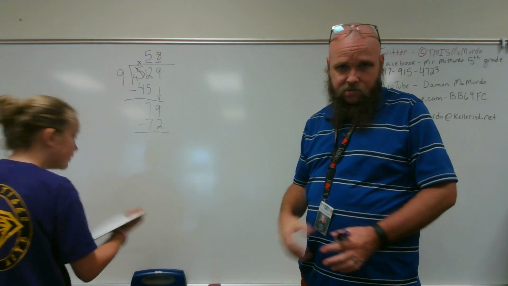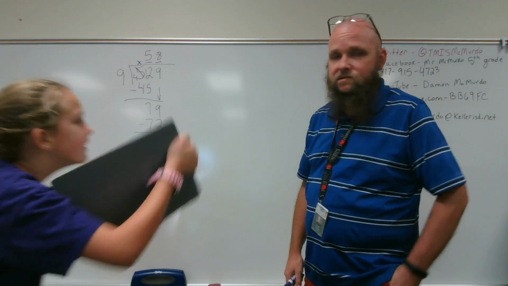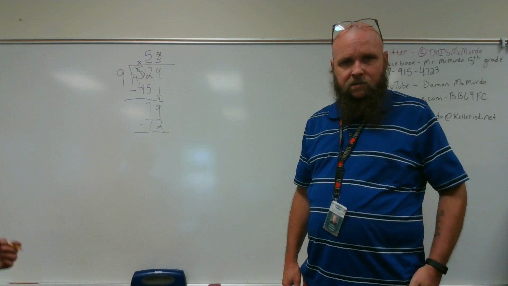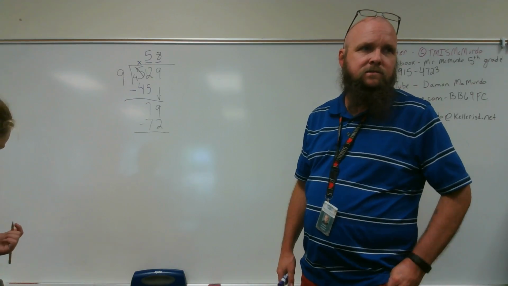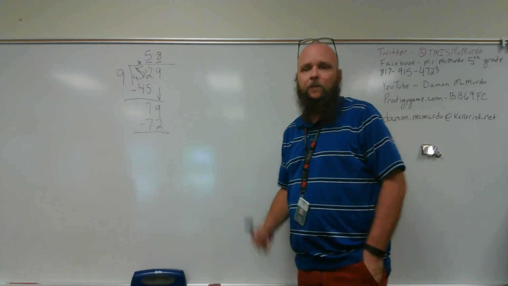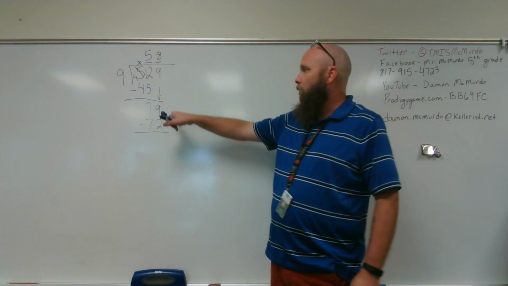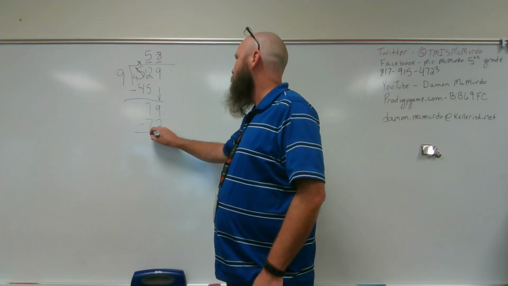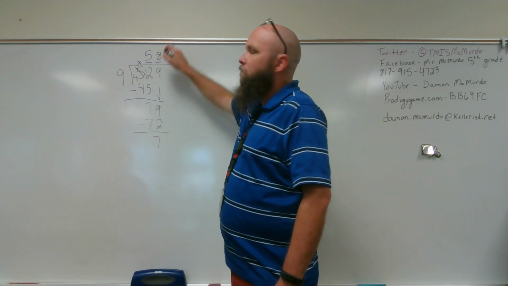72 minus 7. That looks like a lollipop. 9. I feel like it looks like a lollipop. Oh, okay. So Peyton, 9 subtract 2? 7. So I have 58, remainder 7.